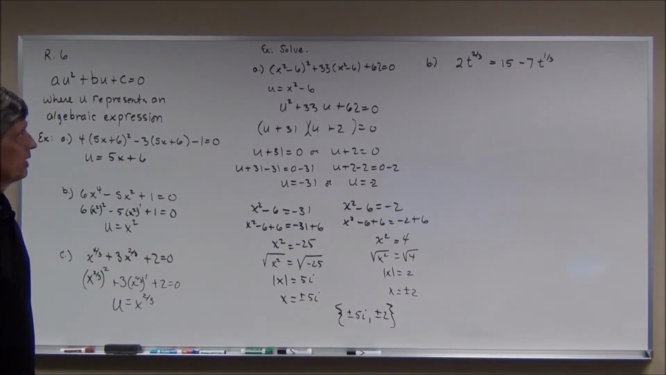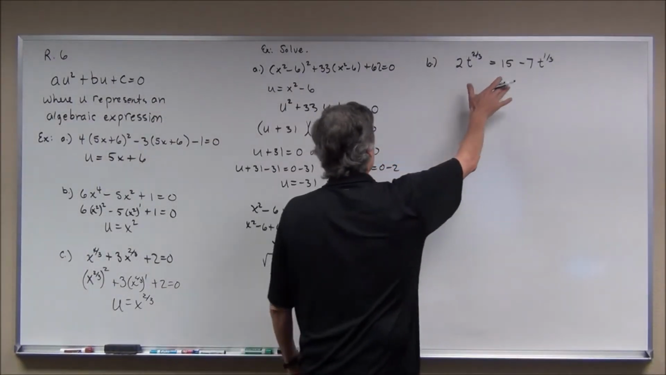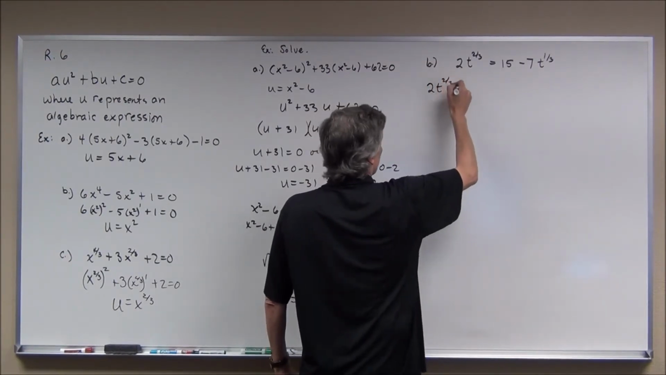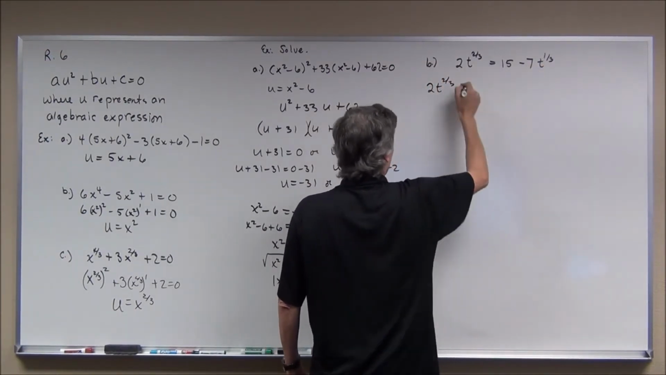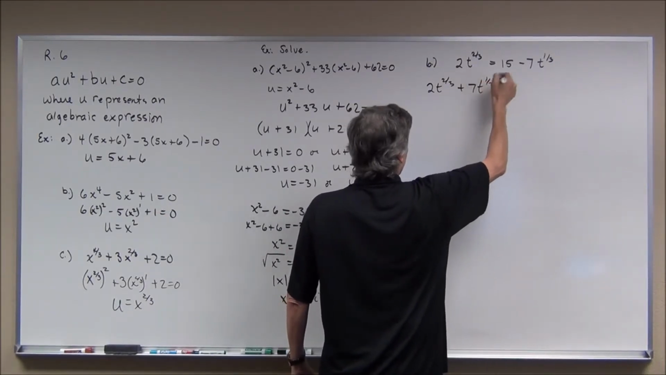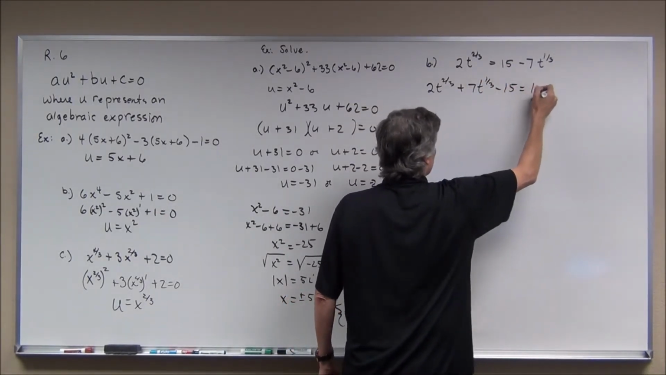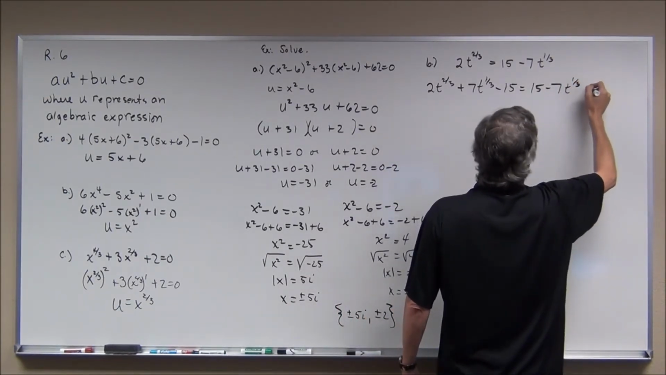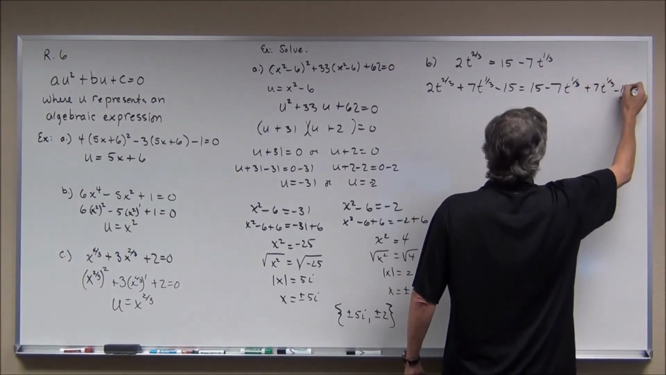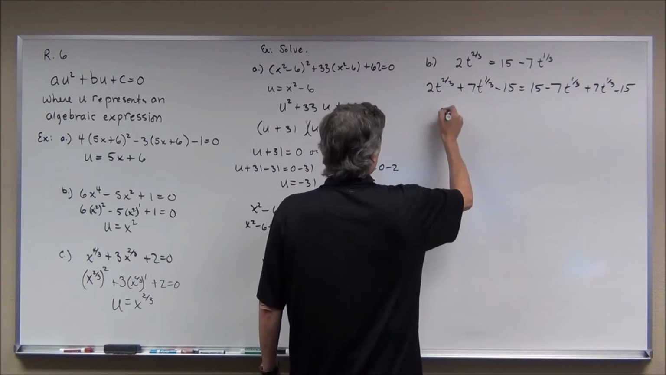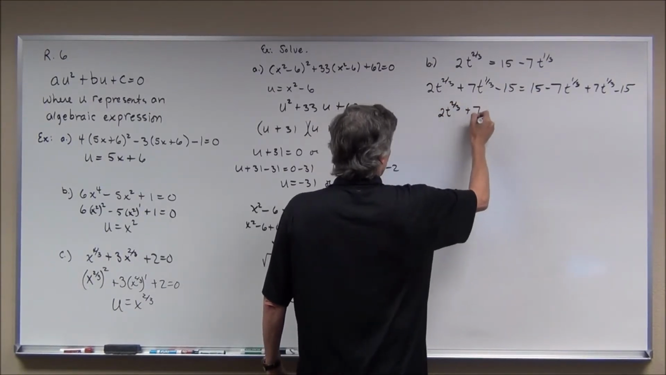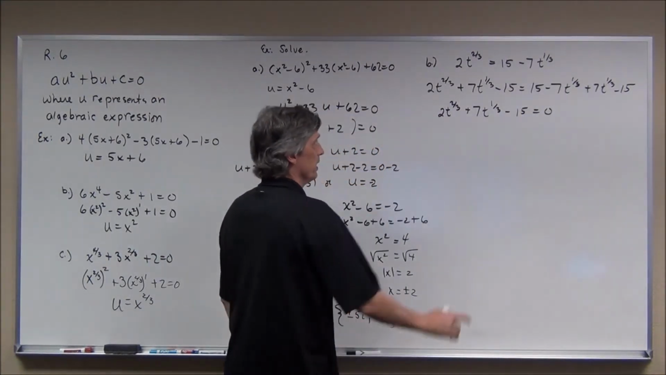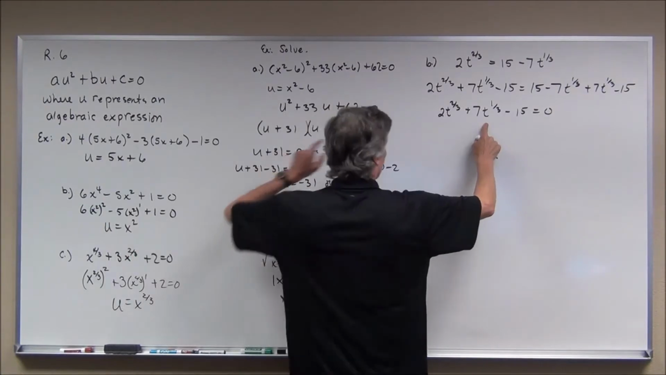So there they are. Now over here, this one's a little bit different because it's not already set equal to 0. So that's the first thing I'm going to do. I'm going to add 7t to the 1/3 power to both sides, and I'm going to subtract 15 from both sides. There it is. And I end up with 2t to the 2/3 plus 7t to the 1/3 minus 15 is equal to 0.